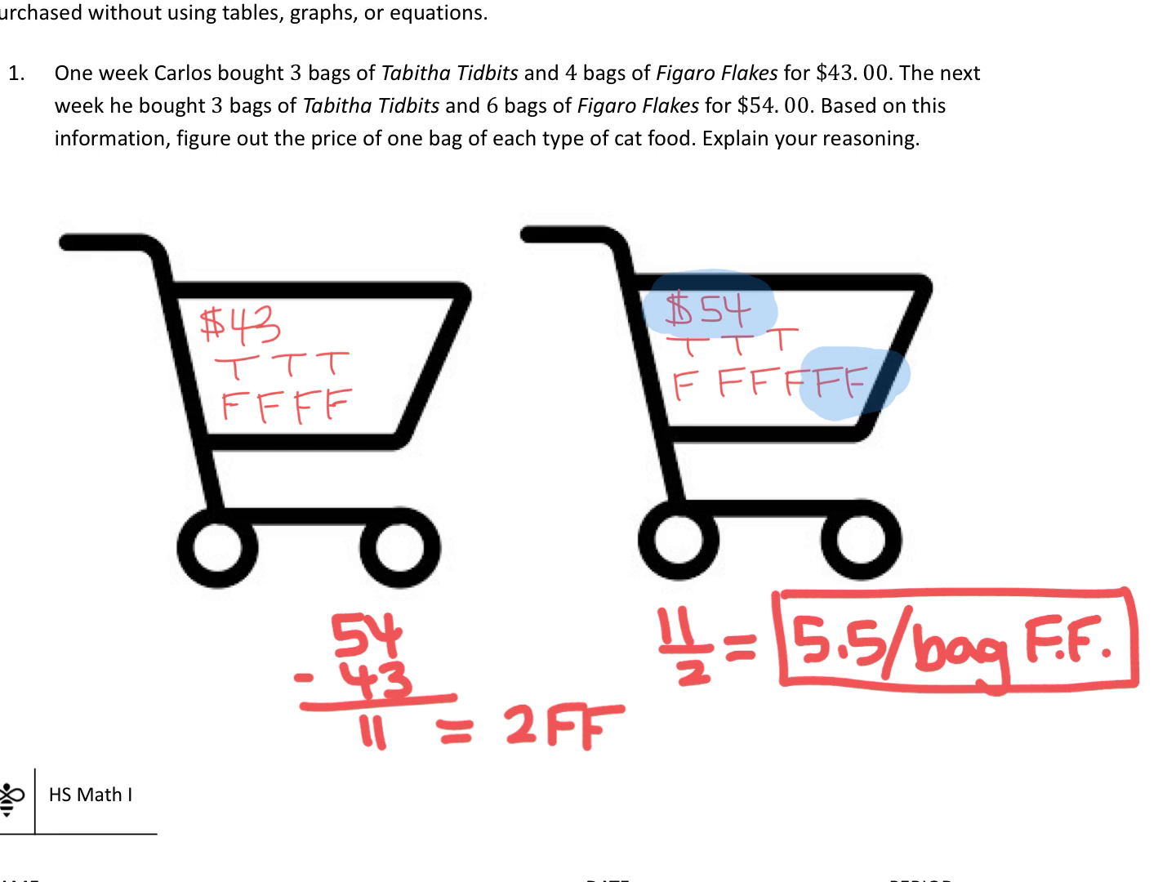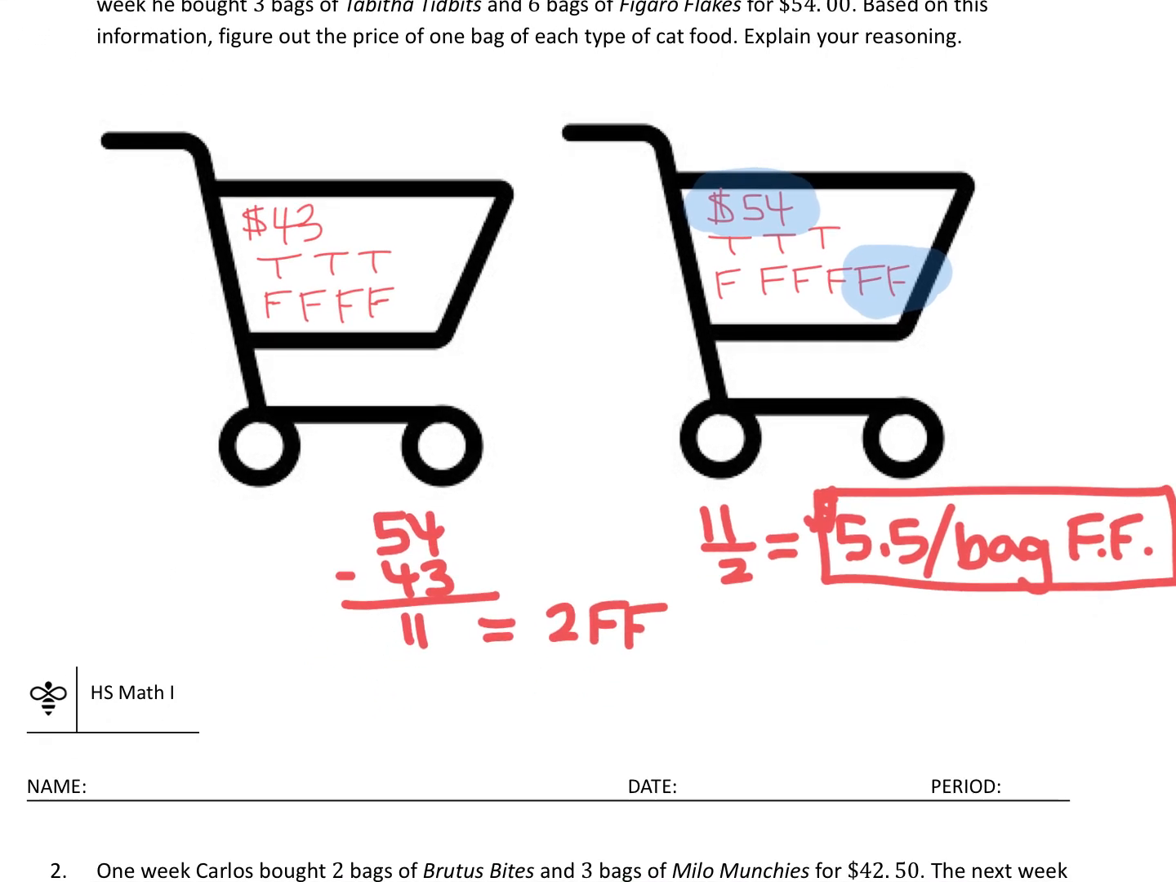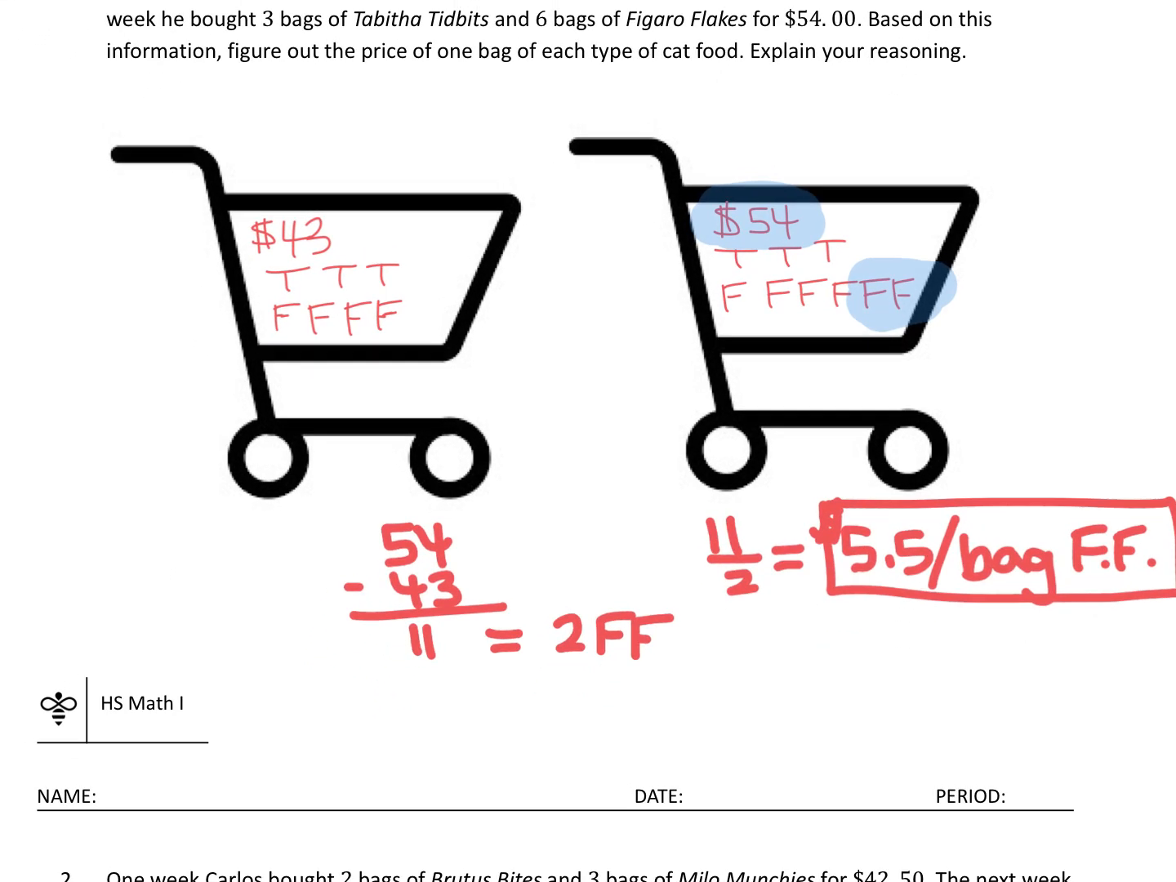That's our first answer. Now, how can we figure out the Tabitha Tidbits? If we know Figaro Flakes is $5.50 each, let me put a little money sign there by it, then we can probably take one of the shopping carts and count up how many Figaro Flakes there are and subtract that from the total. So let's use that first shopping cart. It looks like there's 4 Figaro Flakes.